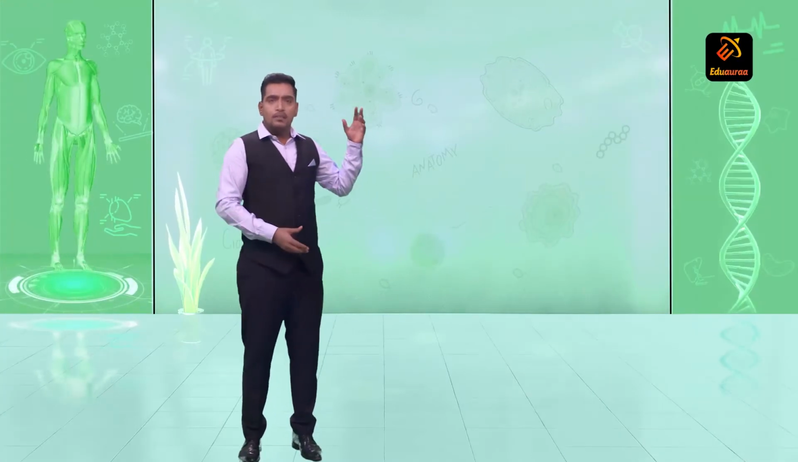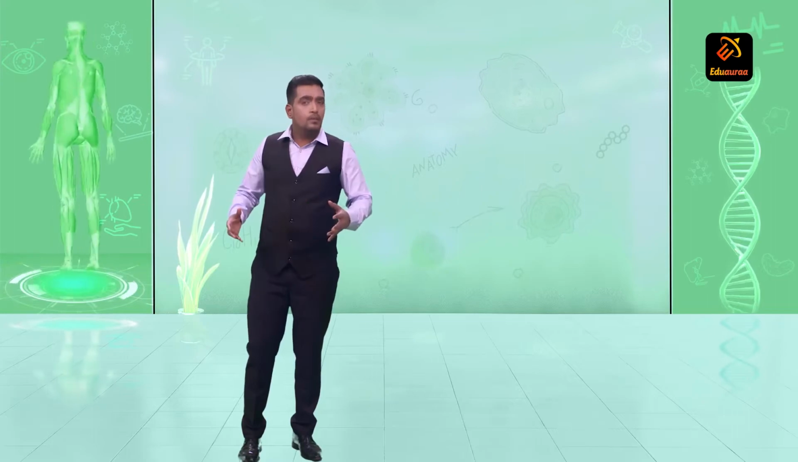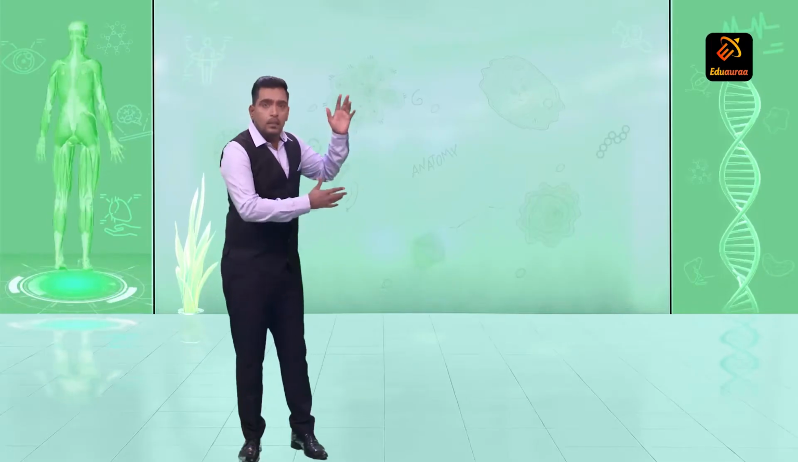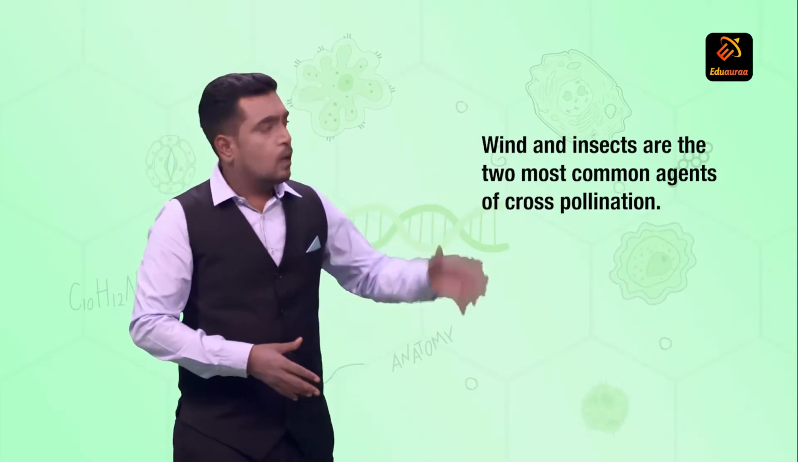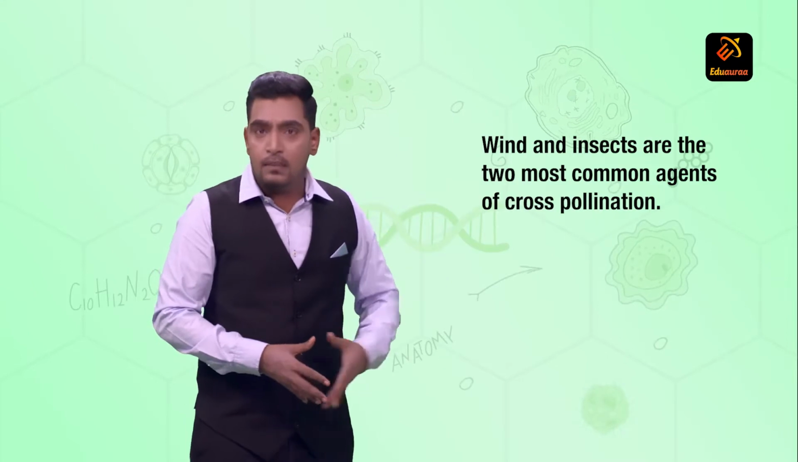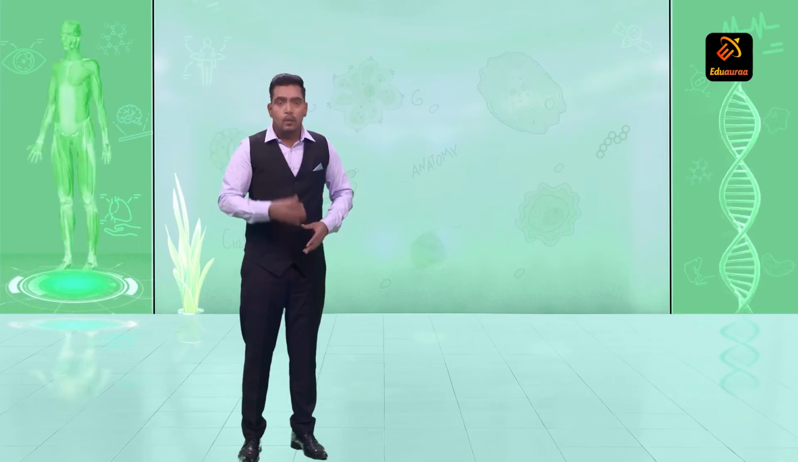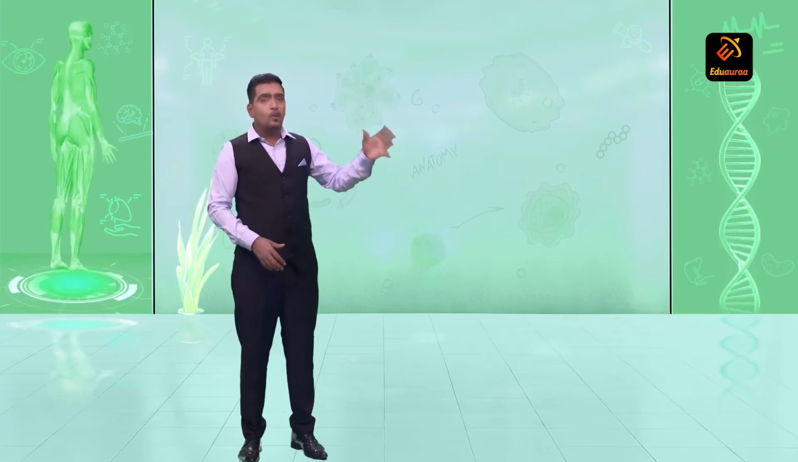Students, in this module, we are going to focus on pollination. To be very specific, we are going to study the different agents of cross-pollination. The two most common agents of cross-pollination are wind and insect. The wind is non-living, it's an abiotic component, whereas the insects are living, they are biotic components.